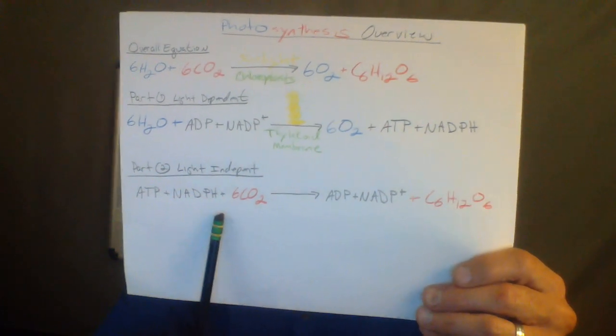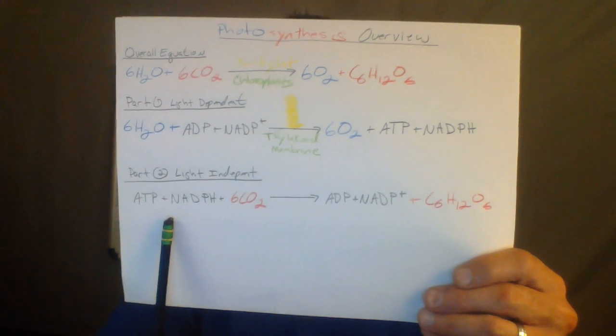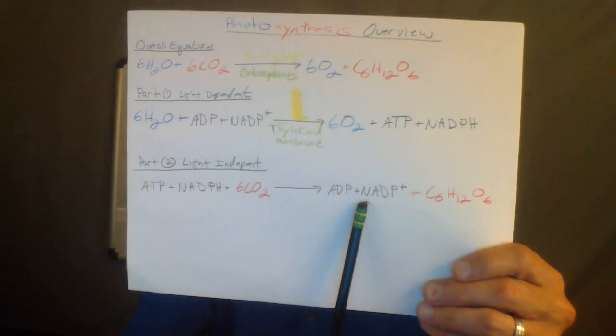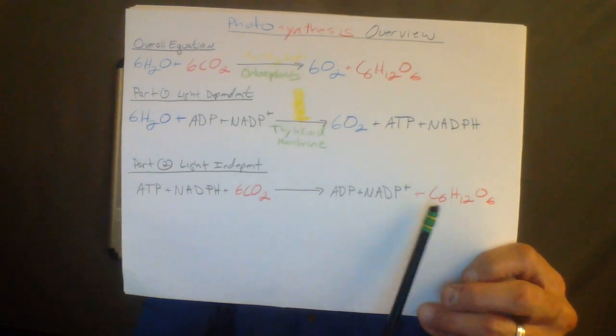Down here we have our high energy intermediates, our carbon dioxide, and then that gets converted into low energy intermediates and our glucose. And this is the big payoff. This is ultimately what we want.